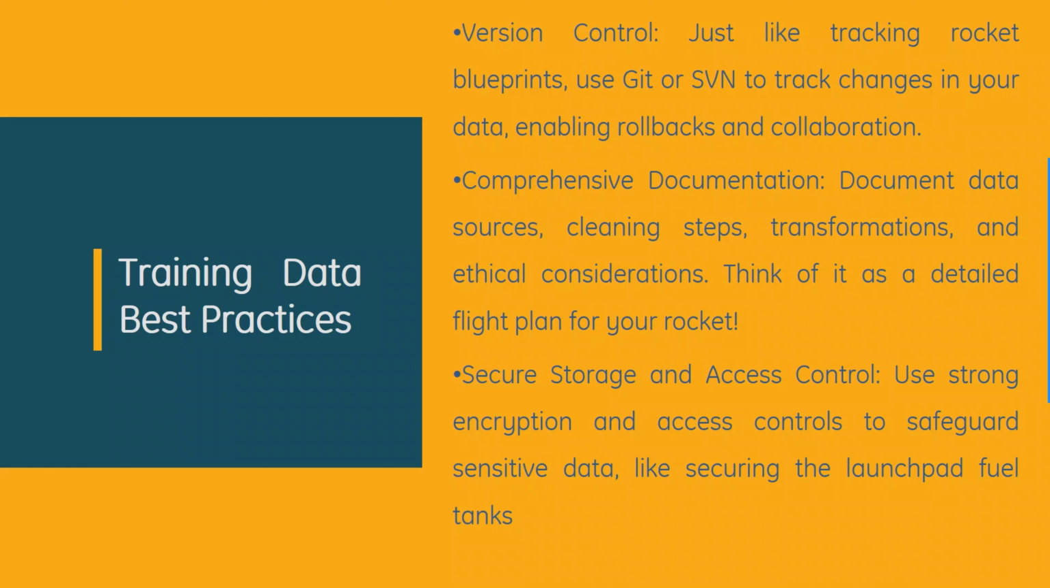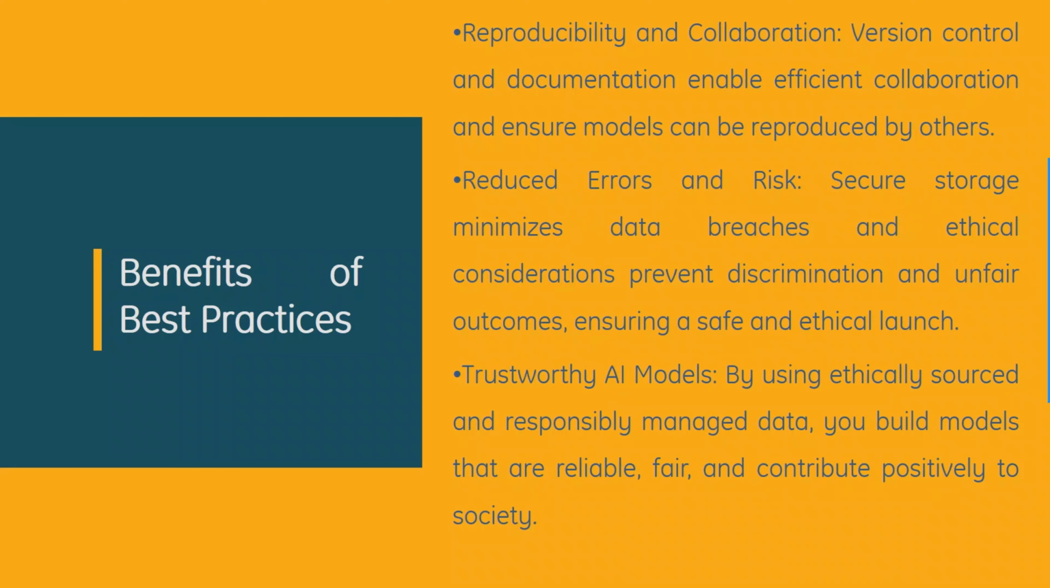Then we have secure storage and access control. Use strong encryption and access controls to safeguard sensitive data, like securing the launch pad fuel tanks. Next, we have reproducibility and collaboration. Version control and documentation enable efficient collaboration and ensure models can be reproduced by others. Then we have reduced error and risk: secure storage minimizes data breaches, and ethical considerations prevent discrimination and unfair outcomes, ensuring a safe and ethical launch.